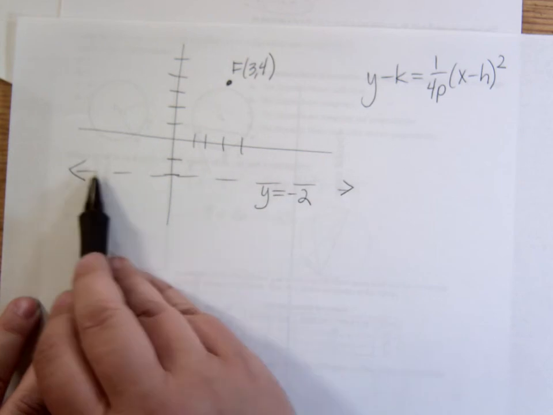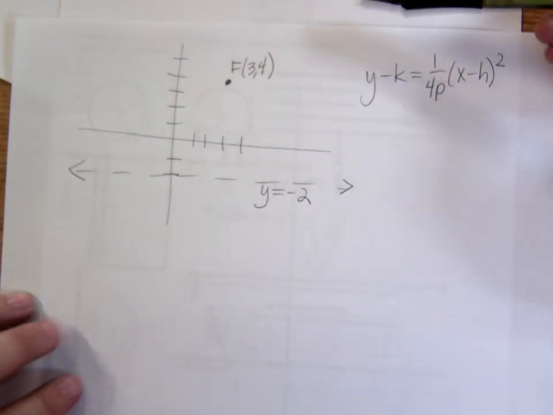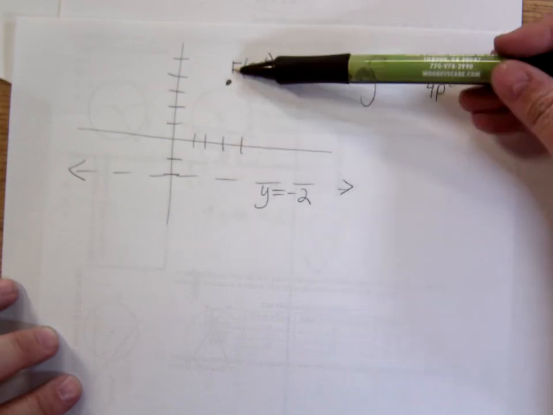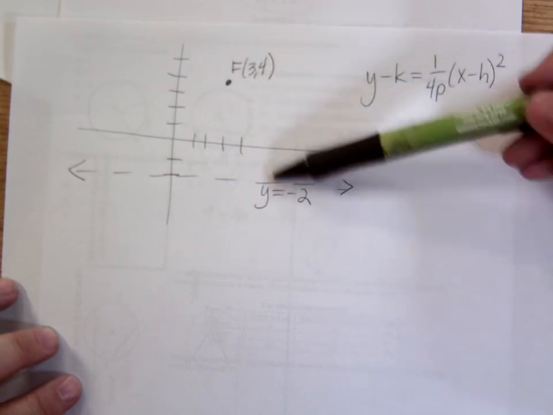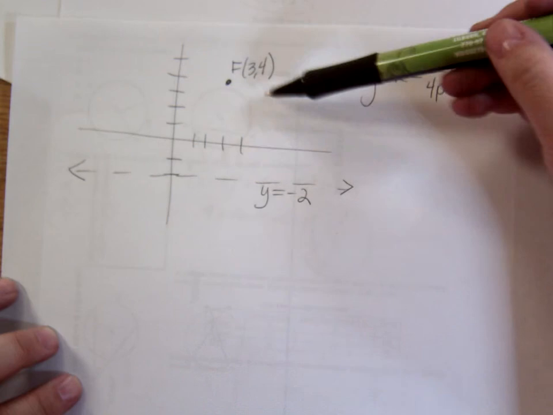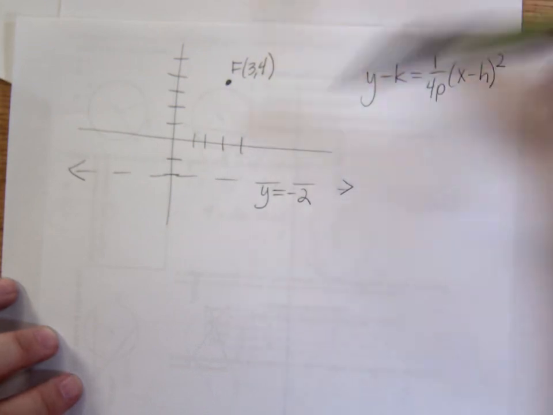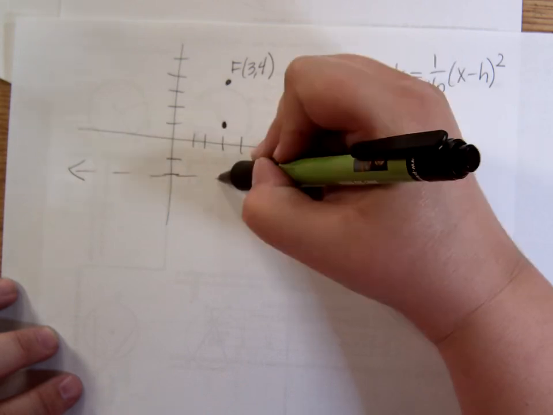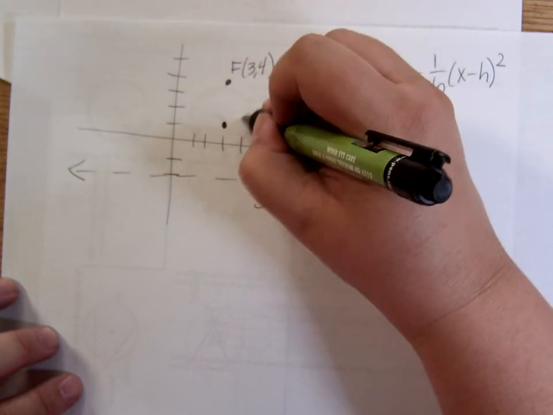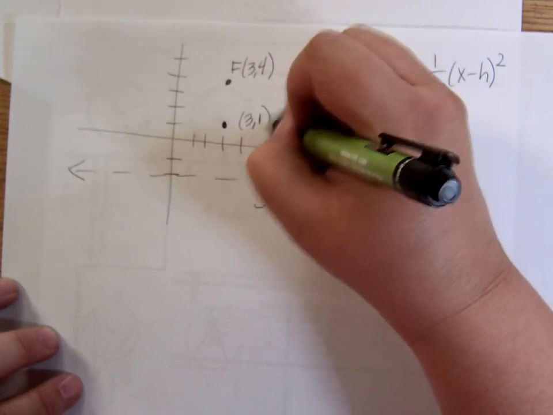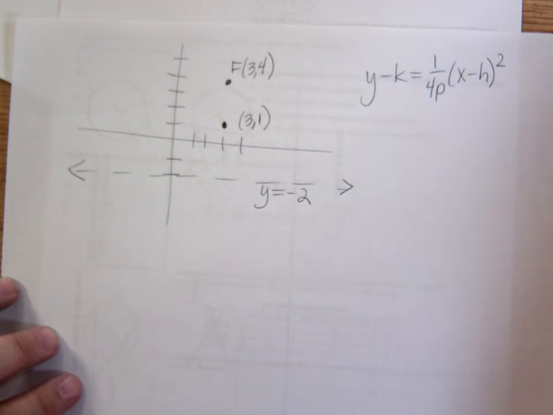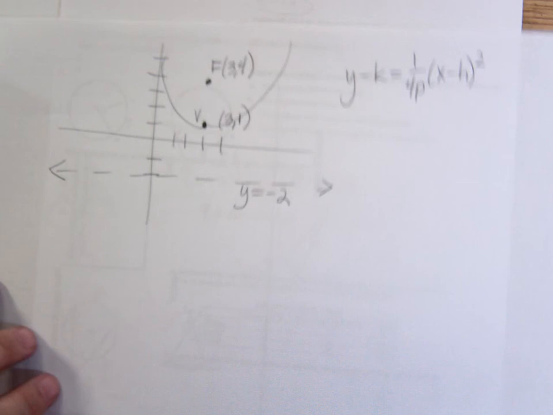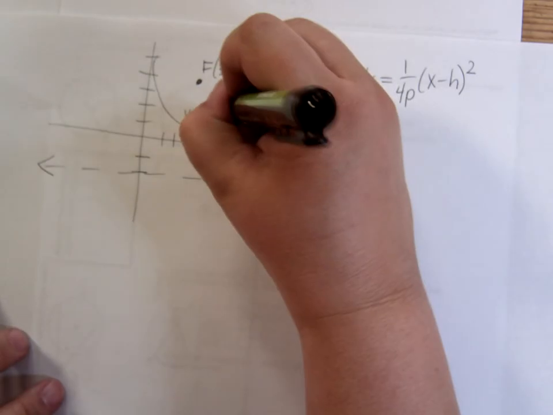Now, I also need to figure out where the vertex is. If this is at 4, up and down, I'm going up and down here. If this has a height of 4 and this has a height of -2, the difference between 4 and -2 is 6. So I can go down 3 from the top or up 3 from the bottom, and I'll know that this is going to be at 1. Okay, that's the vertex. All right, so h is 3, k is 1.